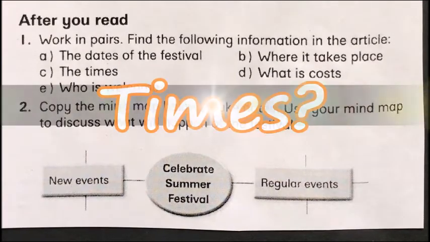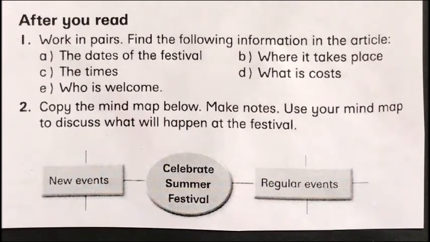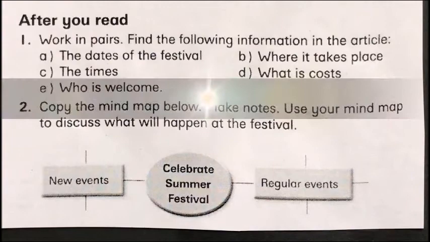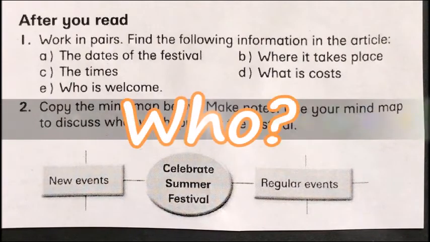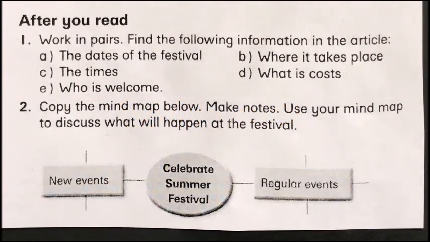C, the times. So at what time will this festival take place? D, what it costs. So what will it cost for us to enter the festival? And E, who is welcome. So who is allowed to come to this festival? You don't have to write in full sentences. You can simply give me the information.